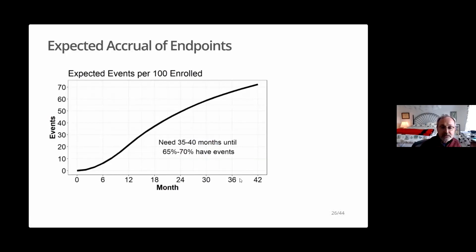Okay, so here in this particular instance, if you have 100 patients enrolled, you need about 35 to 40 months until you get 65 to 70% who have events, which seems to be what both the EMA, European and US regulators would be looking for in an advanced cancer indication. Now that wouldn't be the case for something again where you'd have a high cure rate. But this is often the case for metastatic disease in our experience.